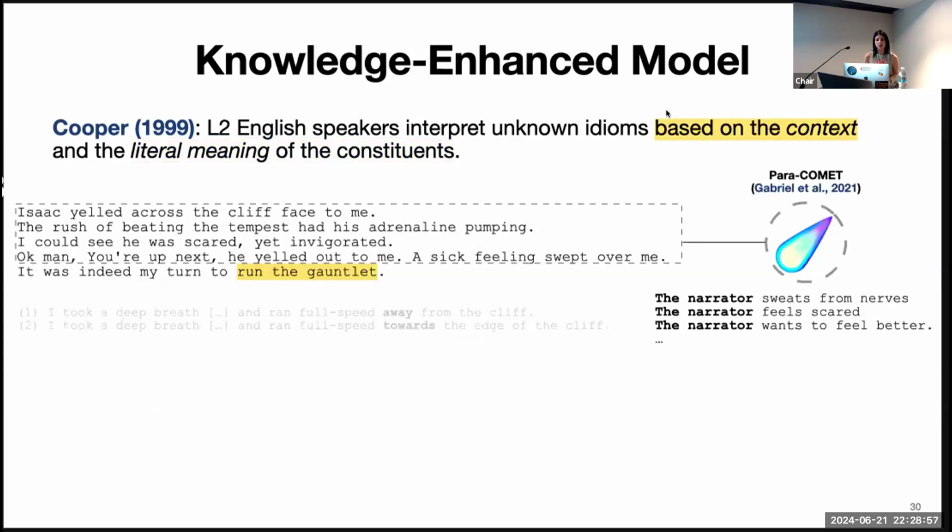And then similarly, we also trained a context model that used a different version of COMET called ParaCOMET, which was a paragraph level model that could take a paragraph and reason about the causes, effects, and mental states of the participant in an event. So in this example, it tells us the narrator sweats from nerves, feels scared, and wants to feel better.